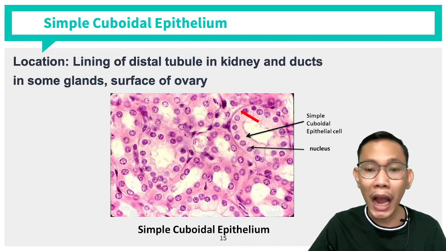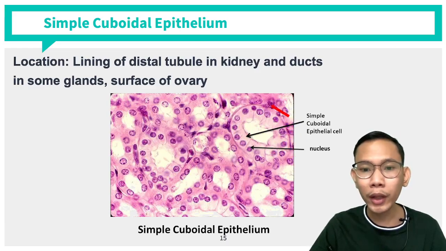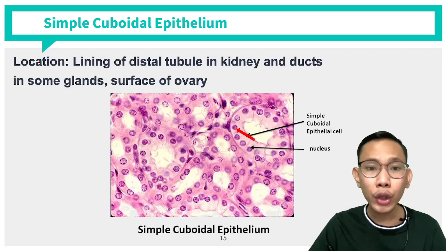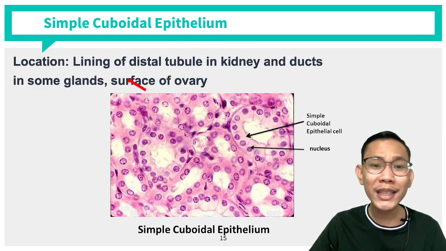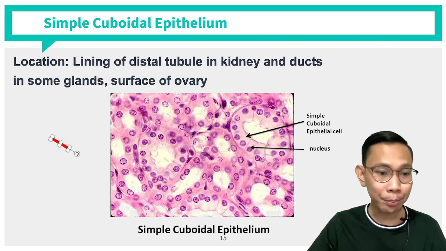So this example is the lining of your kidney tubule. What you can see, how many layers? There is only one layer. That's why it's simple, and the cells' morphology is cube-like. So therefore, this is simple cuboidal epithelium. So remember the location of this epithelium, please.